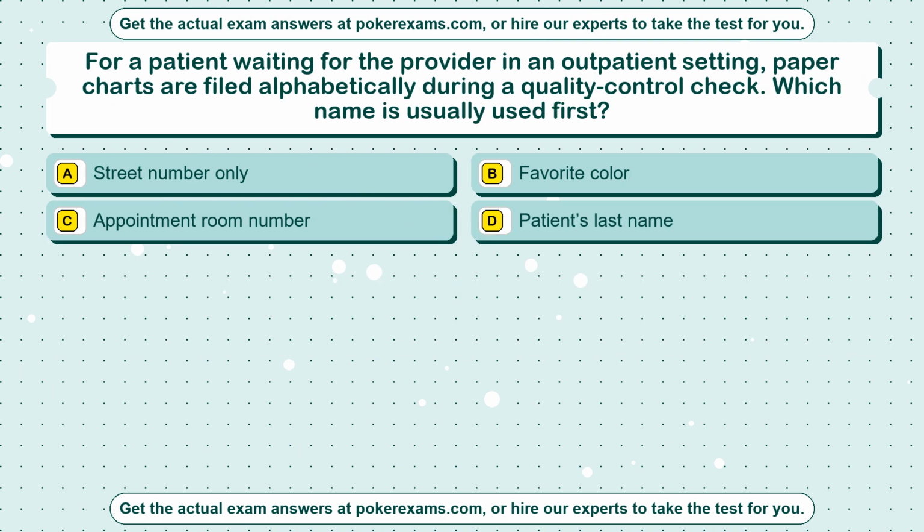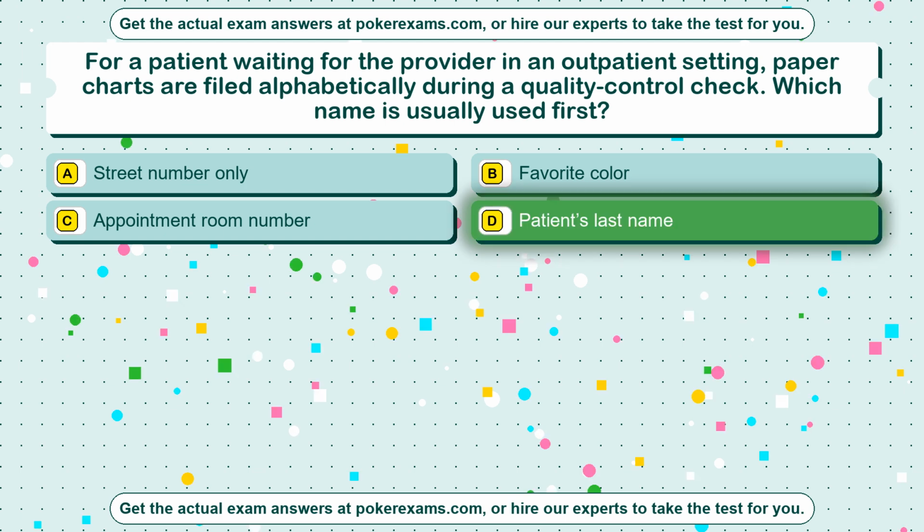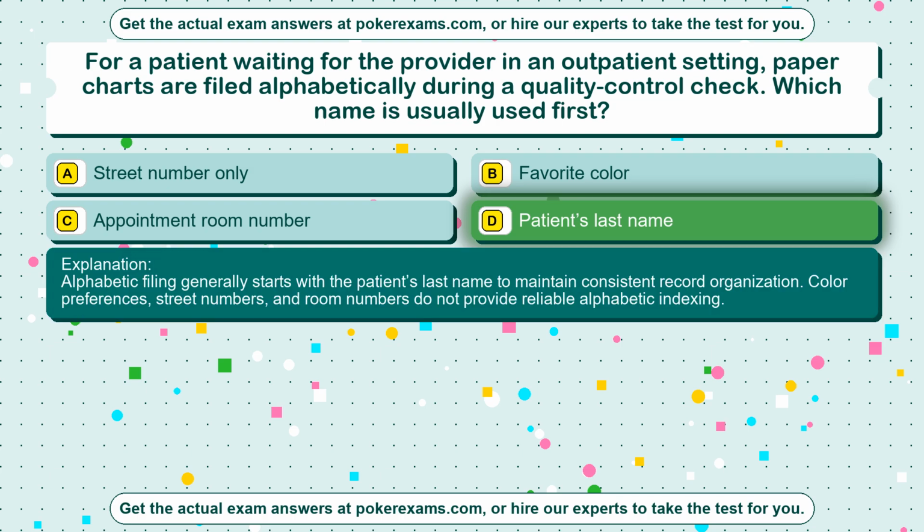Question 67. For a patient waiting for the provider in an outpatient setting, paper charts are filed alphabetically during a quality control check. Which name is usually used first? Option A, street number only. Option B, favorite color. Option C, appointment room number. Option D, patient's last name. The correct answer is option D, patient's last name. Alphabetic filing generally starts with the patient's last name to maintain consistent record organization. Color preferences, street numbers, and room numbers do not provide reliable alphabetic indexing.